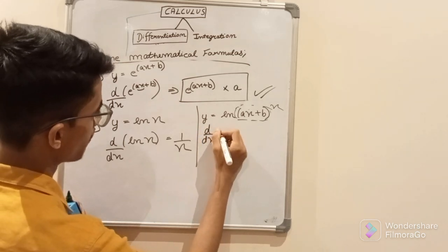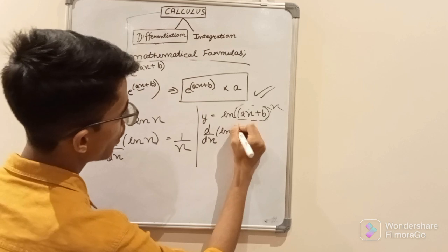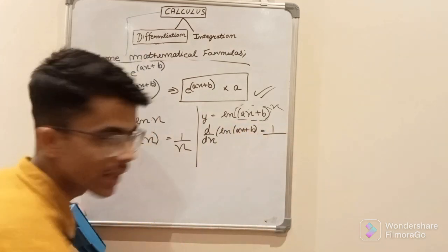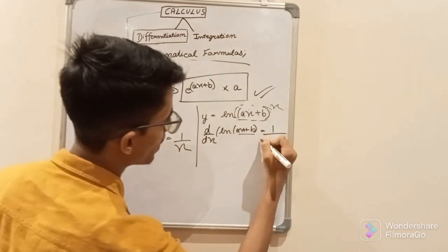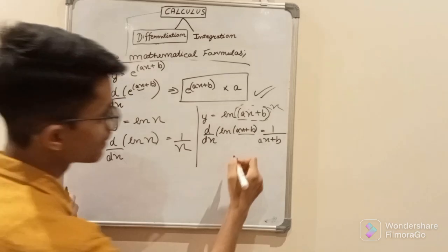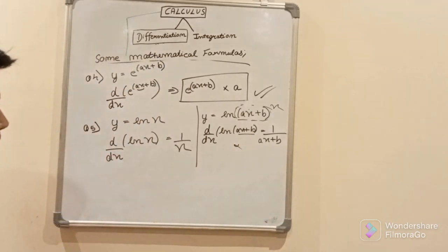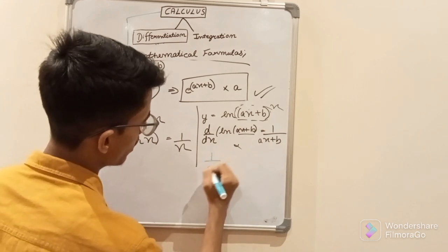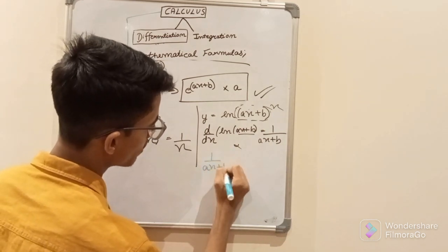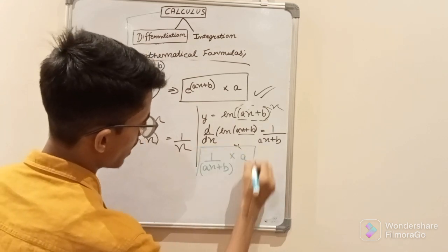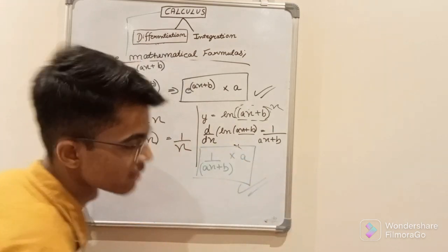d upon dx of ln ax plus b is nothing but 1 upon x, and here in place of x we have ax plus b. But still this is not the final answer because we have to multiply the coefficient of x in the final step. So we can write 1 upon ax plus b multiplied by a, and this is our final answer.